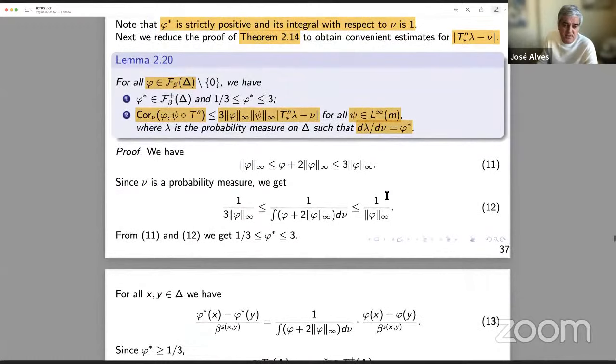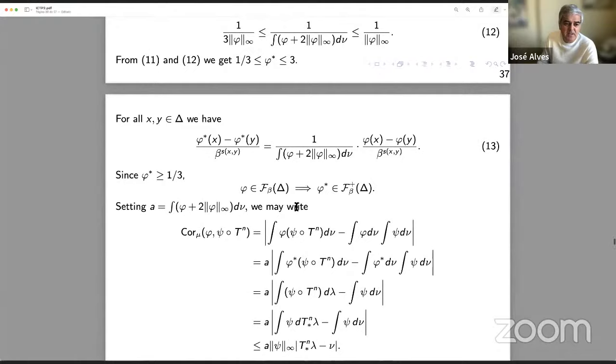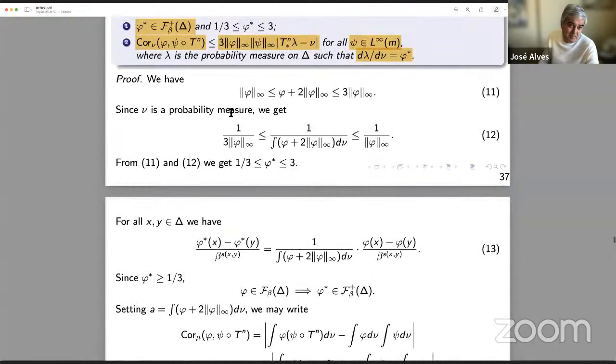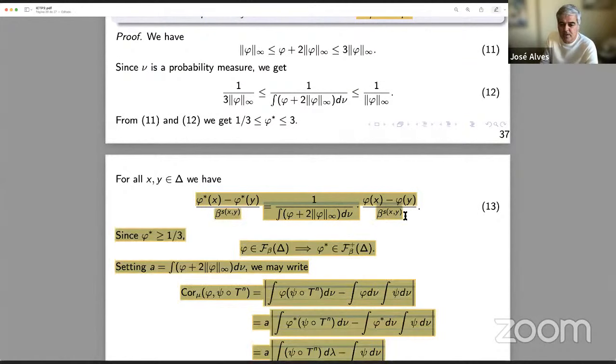The first part is a straightforward calculation. So let's go to the second part, which is more interesting. The first part, I'm sorry, says that it lies in the good space of observables. In particular, it's positive, and that's why lambda is a measure. That it's positive is easy, and that it lies in the space of Holder functions is also a simple calculation.